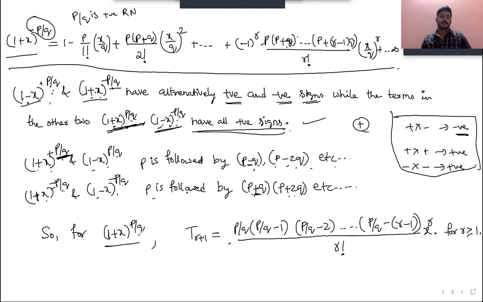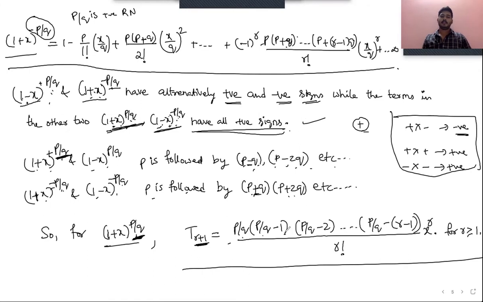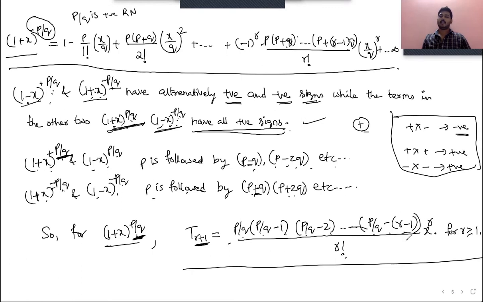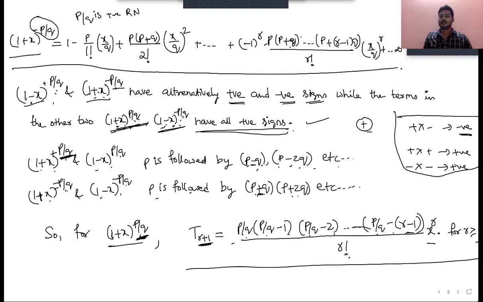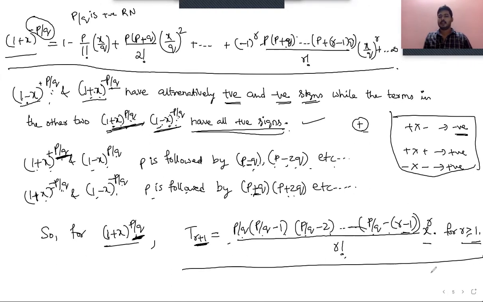Now 1 plus x whole power p by q, we'll need to write a general term. So this is the general term. The r plus 1th term is the general term. P by q into p by q minus 1 into p by q minus 2 up to p by q minus r minus 1, divided by r factorial into x power r for r greater than or equal to 1. So for r equal to 0, the term will be 1. That is the first term, this one. For r equal to 0, it will be 1. So for all the other terms, this will be the general formula.